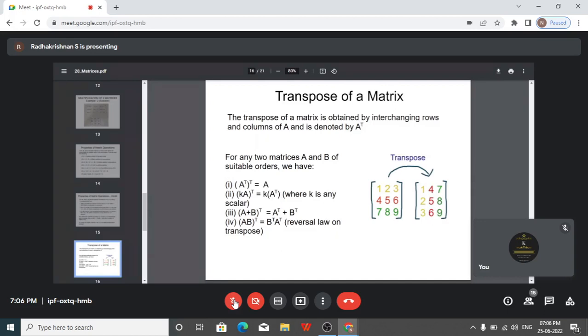Similarly, AB whole transpose equals B transpose A transpose. This is a little different. This is called the reversal law on transpose. If you multiply two matrices and take the transpose, then we have to transpose the two matrices individually and then take the reverse order. AB whole transpose equals B transpose into A transpose. Remember this. Either we will work out an example and validate it.